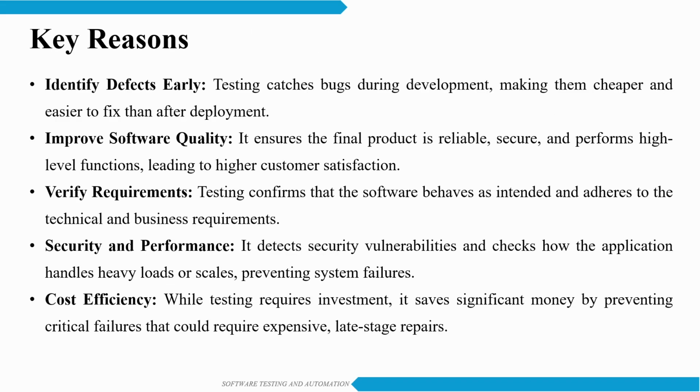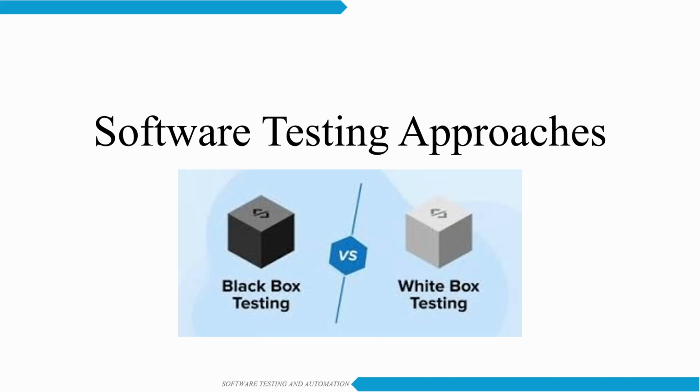What are the key reasons? It can identify defects early, it improves the software quality, and it verifies the requirements. Security and performance are also ensured, and cost efficiency. There are some software testing approaches we can use to test the software. The two main software testing approaches are black box testing and white box testing.